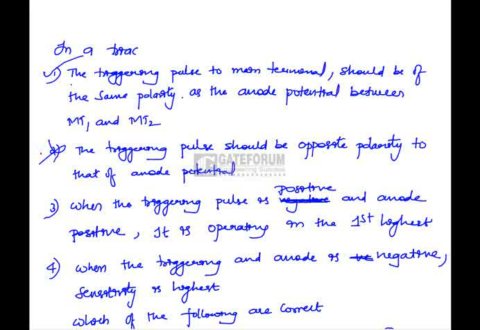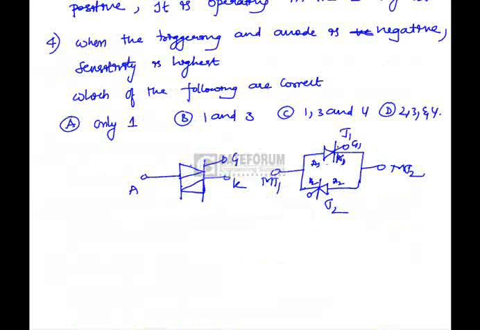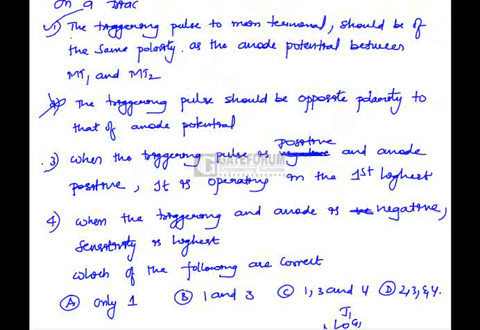When the triggering pulse is positive and the anode is positive, it is operating in the first quadrant. What does it mean? That when the gate is positive, that is the triggering pulse is positive, and the anode is positive, it is operating in the first quadrant. The thyristor at which it triggers is called the first quadrant. So the third one is also right.